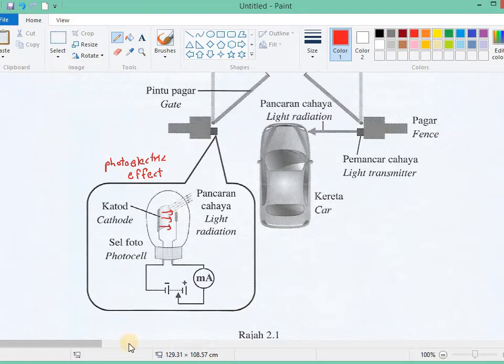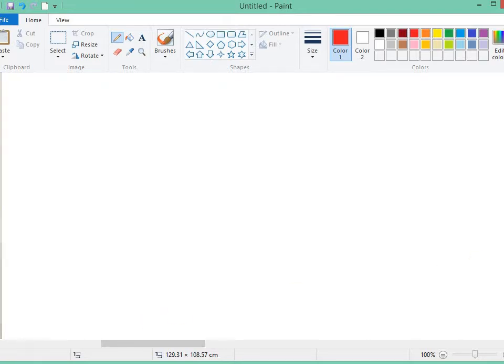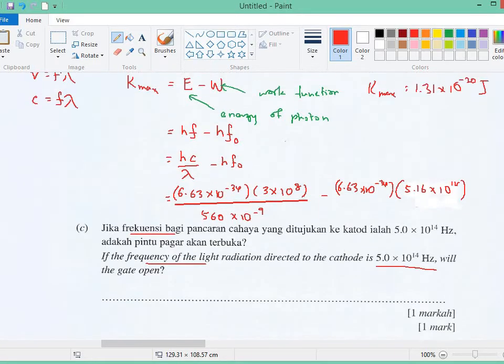So now that the frequency of the light is less than the threshold frequency, this means that no current, so the door will open. So the question asks, will the gate open? Yes.